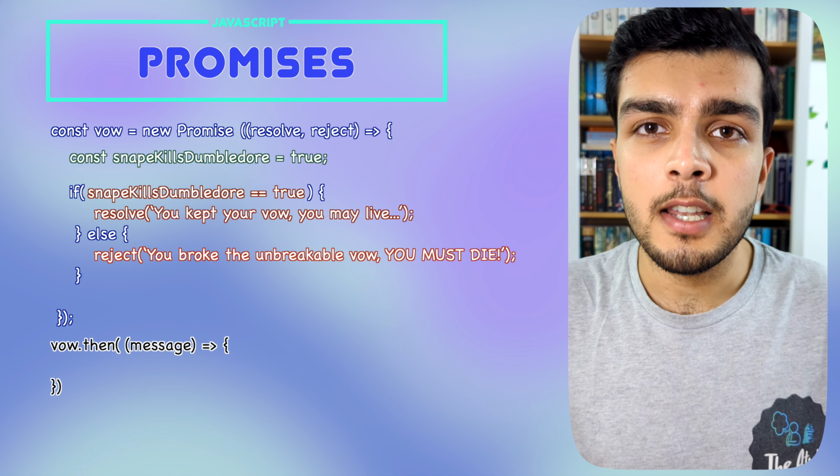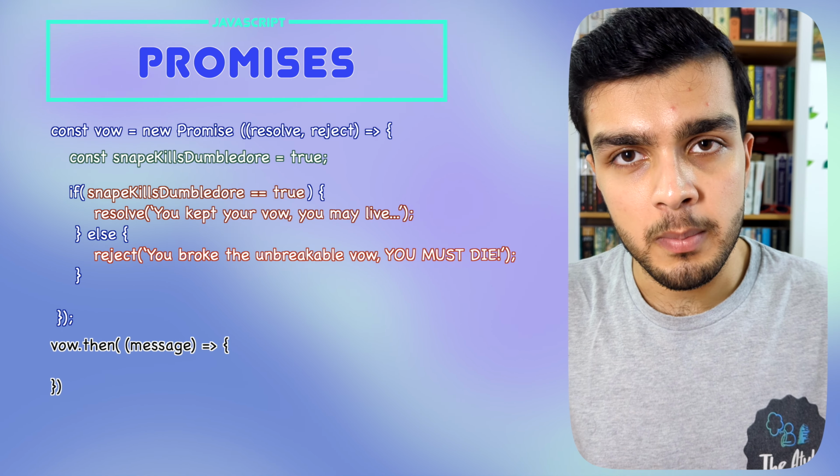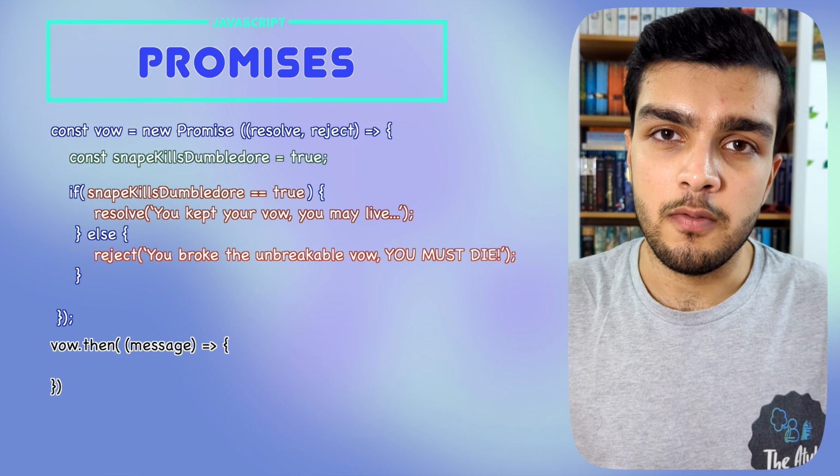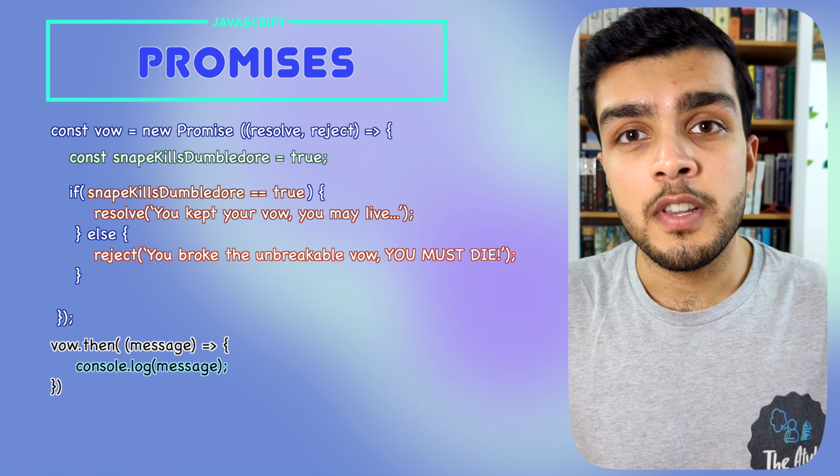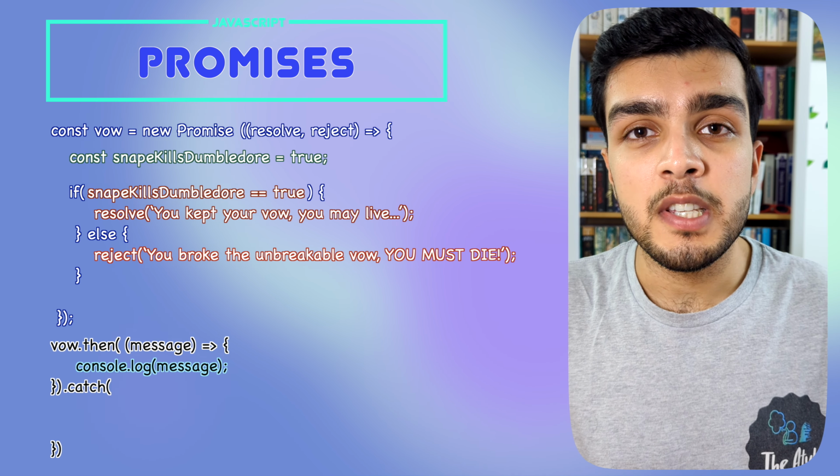Now, inside these curly brackets is the code that will run if your promise is resolved. That means if it is successful. We're going to be super boring and just log out our message, but you can do anything here. Now after this, we have a catch statement. Rejected promises are treated like errors.